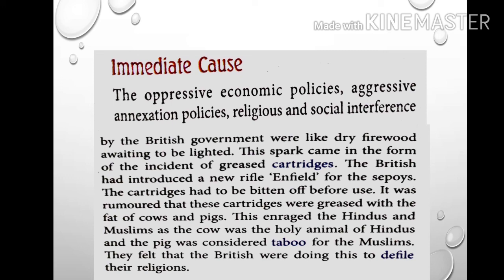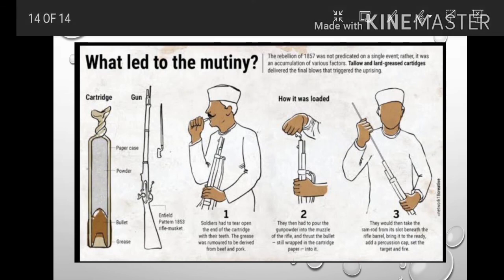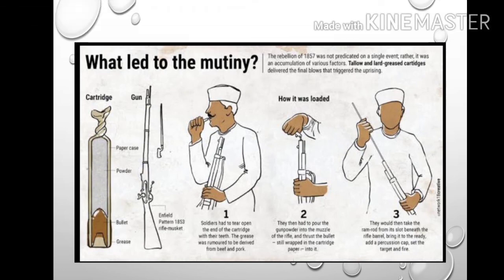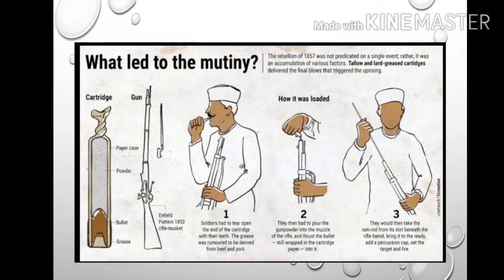Here is a picture. It will show you how this works. This is a cartridge gun. It has to be bitten off with the mouth, and then loading, only then it can be used. So this was the incident that initiated the great uprising of 1857.